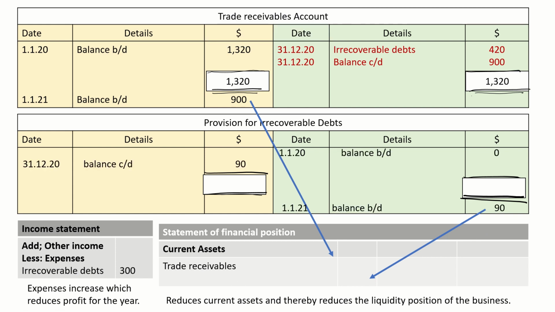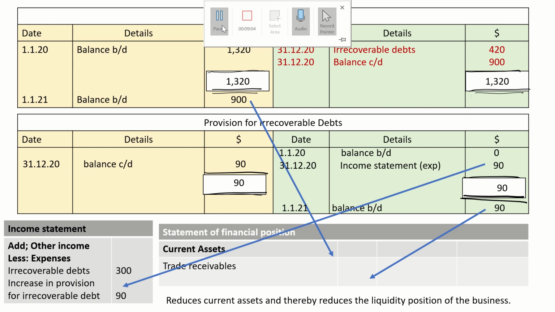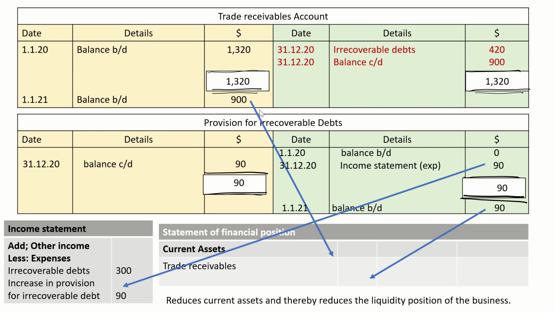Now let's balance off the account. Debit side is greater, bring it to the total, take away 0 gives you 90. Therefore, you transfer it 31st 12/20 to income statement under expenses, which is worth 90. And then you write this in the statement of financial position as well. Let's see how these entries would look like. As you can see here, the closing balance of net trade receivable is 900. You post this in your statement of financial position.